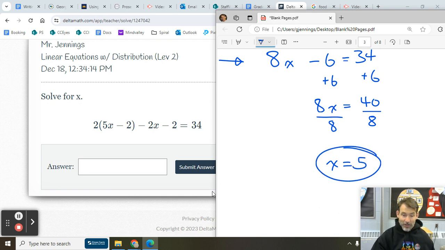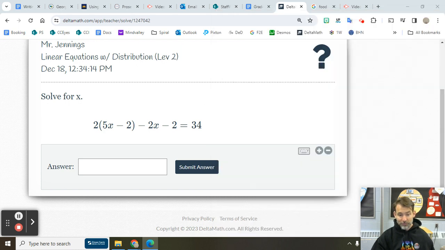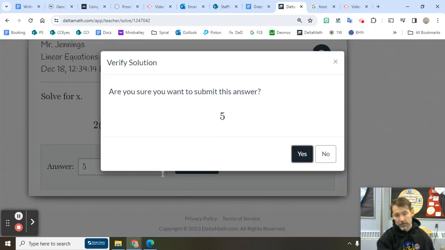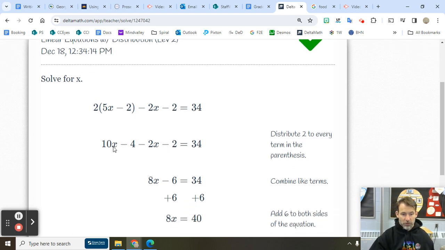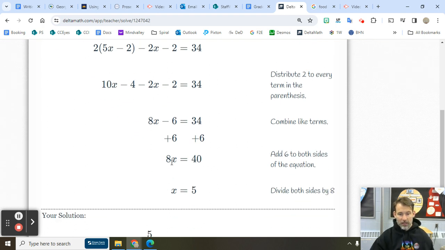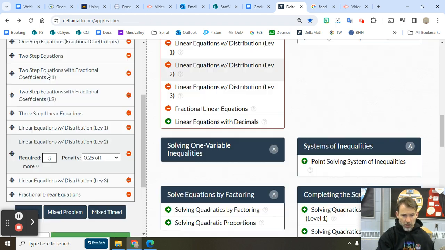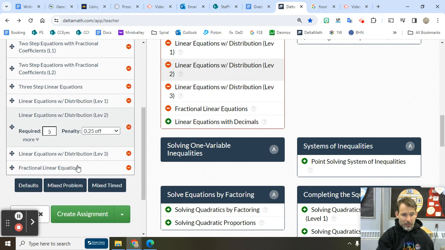And then we could check it in the original. But I'm not going to because I'm just so confident. Yay, let's see what they did. They distribute to the terms in the parentheses. They collected like terms. We got the same thing. Then they add 2 to both sides. Then they divide both sides by 8. Same exact process. Amazing. Let's try level 3.